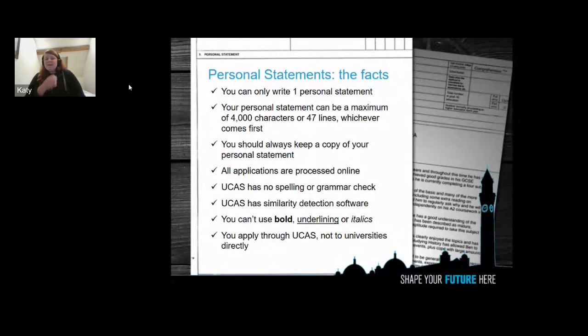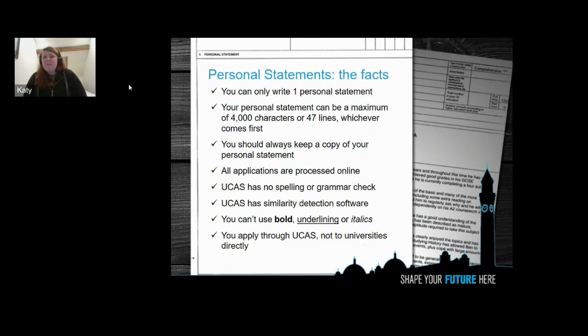So in terms of the facts, as I've mentioned a couple of times, you can only write one personal statement. And again, just to reiterate the length, 4,000 characters or 47 lines, whichever comes first. It will cut off past that. So you will do the application process on an online portal. And when you get to that 4,000 characters or 47 lines, it will cut off. So you won't be able to write any more than that.